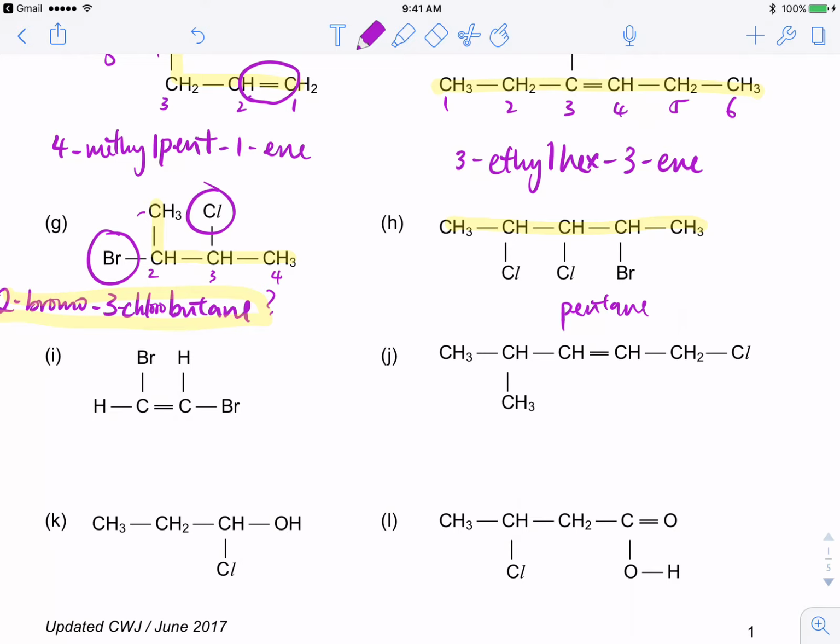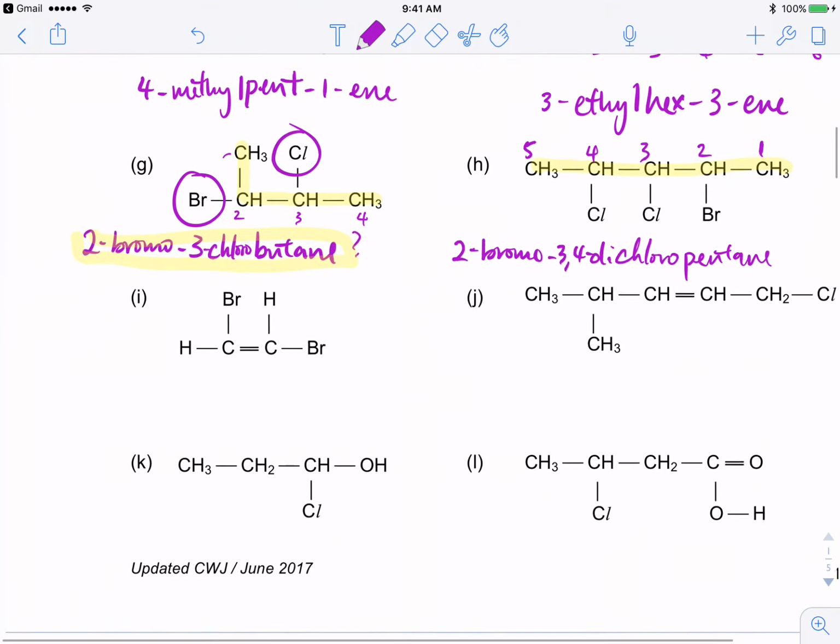Okay, again, the bromine group should have priority. So I should number it as 1, 2, 3, 4, 5. So 2-bromo, 3,4-dichloro. Okay, let me shift it away. So this is 2-bromo-3,4-dichloropentane.